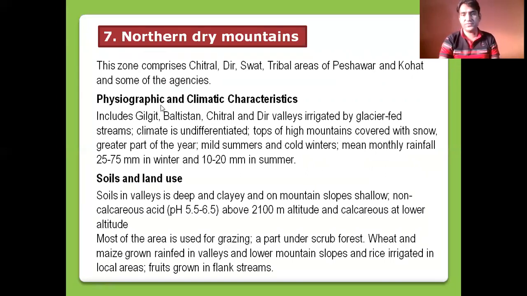In terms of physiography and climatic characteristics, it includes Gilgit, Baltistan, Chitral, and Dir valleys irrigated by glacier streams. Once glaciers start to melt, they feed the streams, and these streams give water to these areas. The climate is undifferentiated, and the tops of high mountains are covered with snow. Why do we say dry? Because they are covered with snow. For the greater part of the year there are mild summers and cold winters.